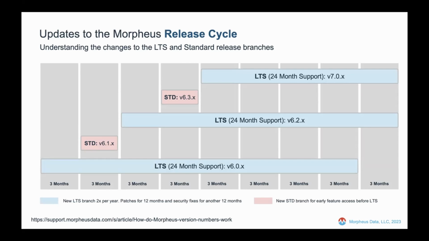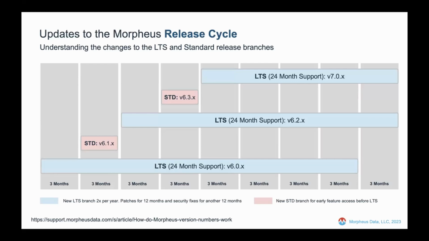With the new release cadence, there will be 2 LTS releases per year. Towards the beginning of this year was the 6.0 LTS, and now we're referencing the 6.2 LTS of the Morpheus platform. So the first LTS was released earlier this year, and now the second LTS was released, I believe last week was when it was actually released.